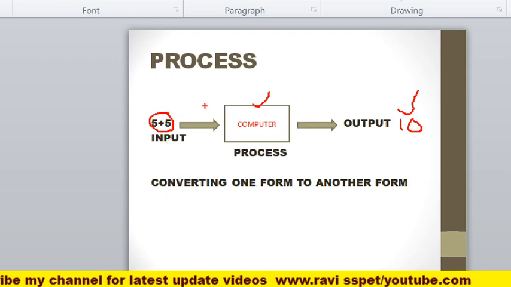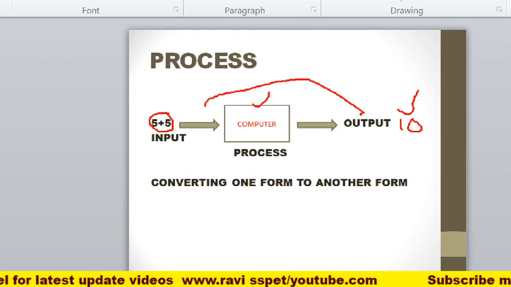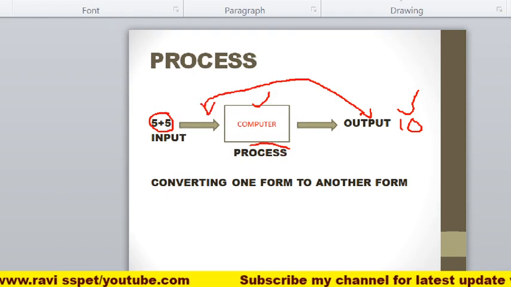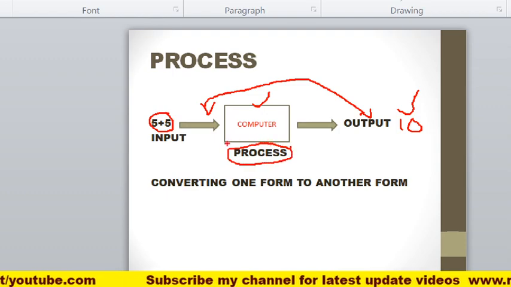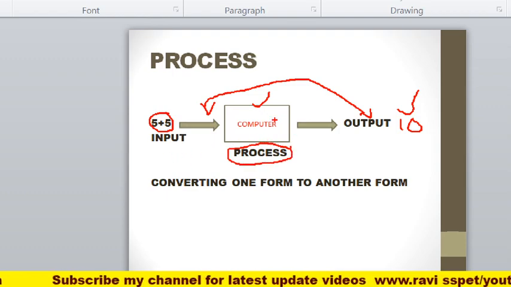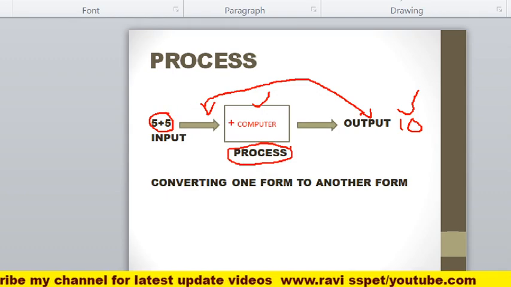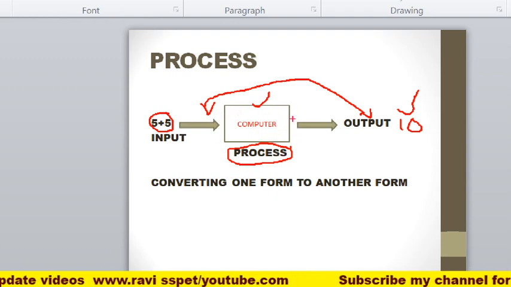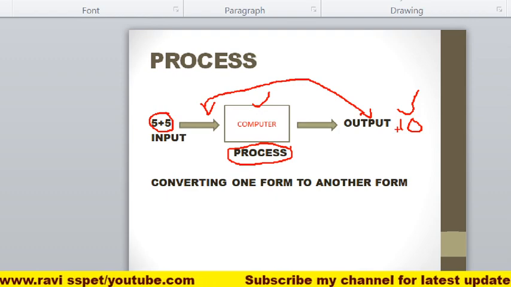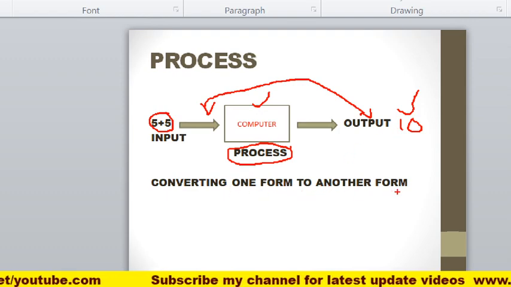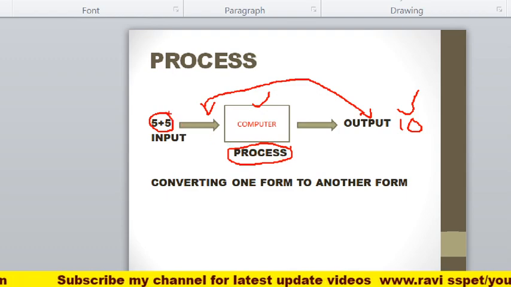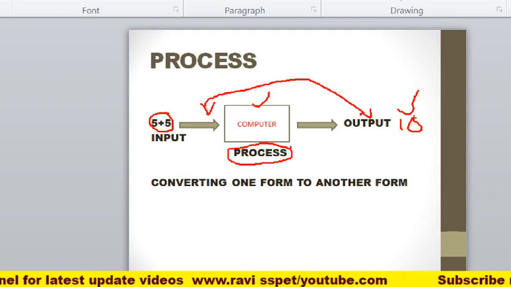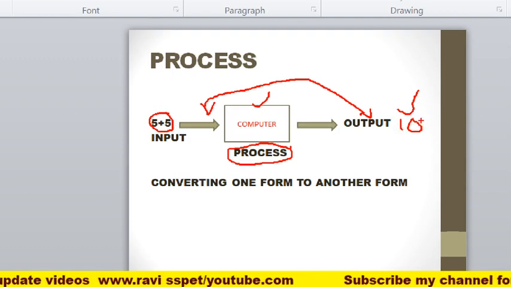So in between this input and output, we have one more thing, that is called process. That means what this computer will do is take the input first, whatever we are giving, 5 plus 5. After that it is processed, and finally it gives the output. That means converting one form to another form is what we call process. How? Here we are giving 5 plus 5, but at the output, the same 5 plus 5 is not coming. Here it is coming 10.